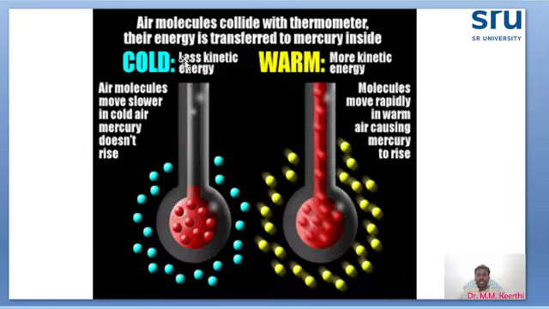So you see, when the kinetic energy is less, that region comes under cold. When there is more kinetic energy, the warmness will be more. Based on this density, they are dividing cold and warm.